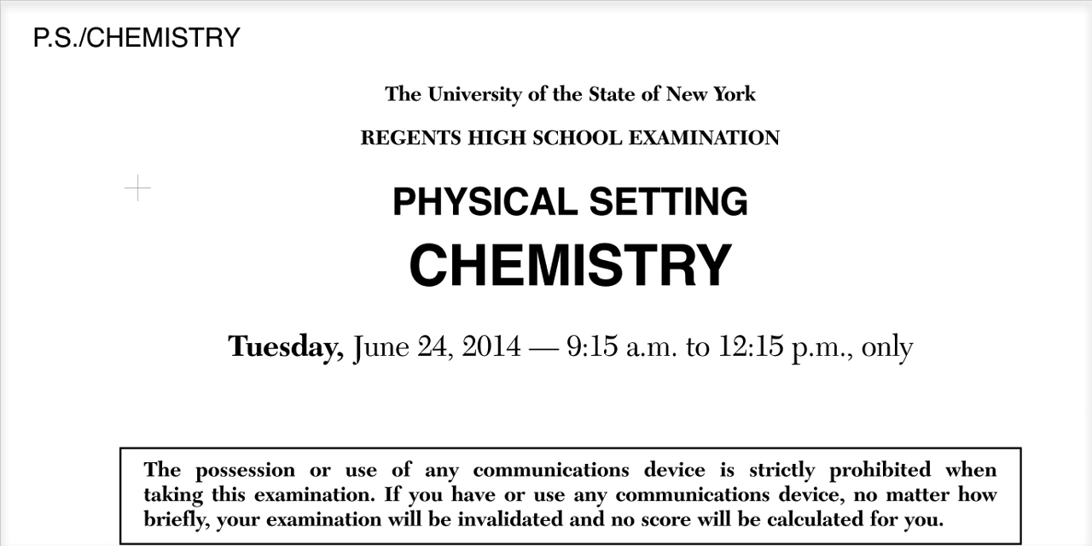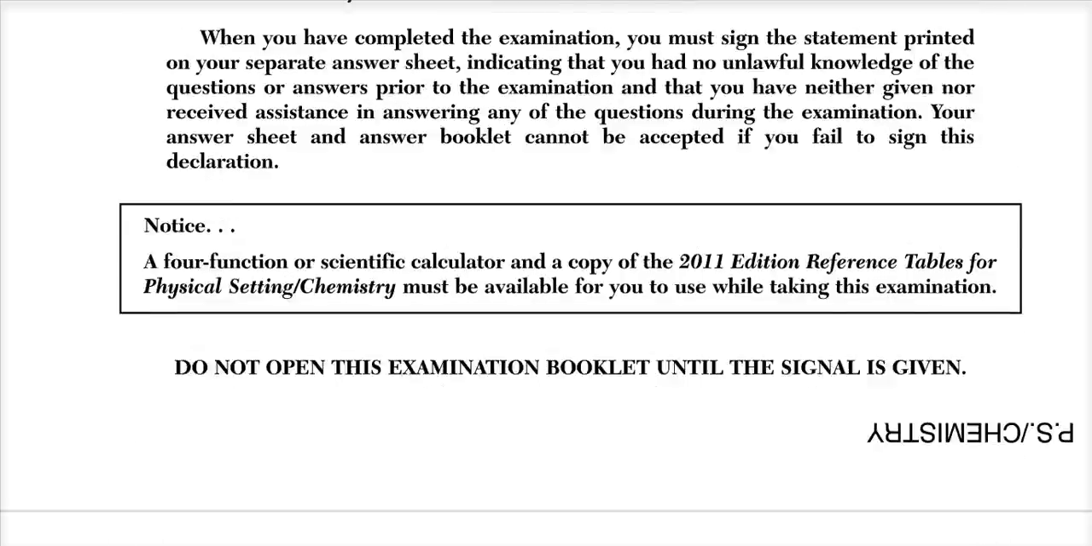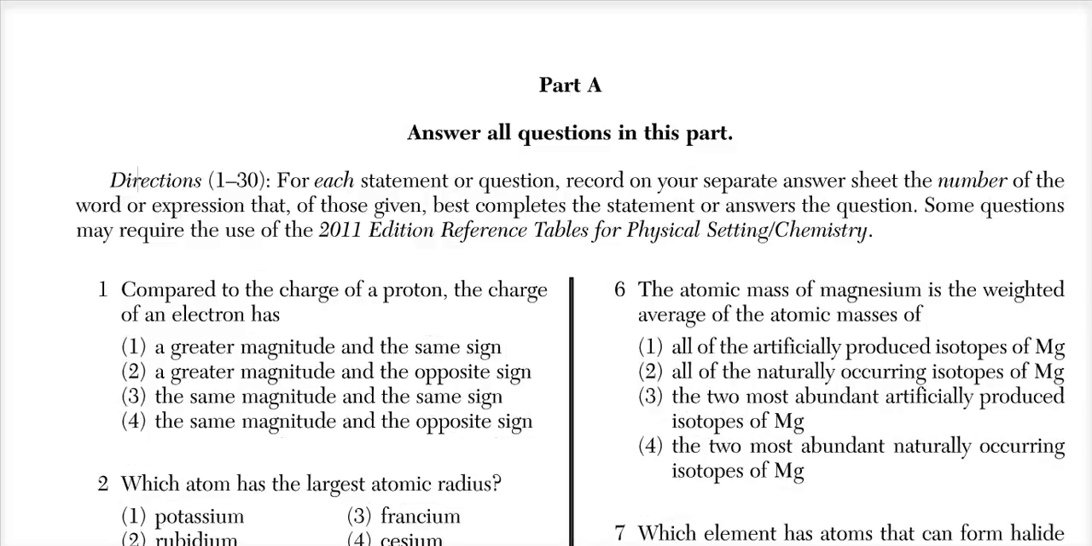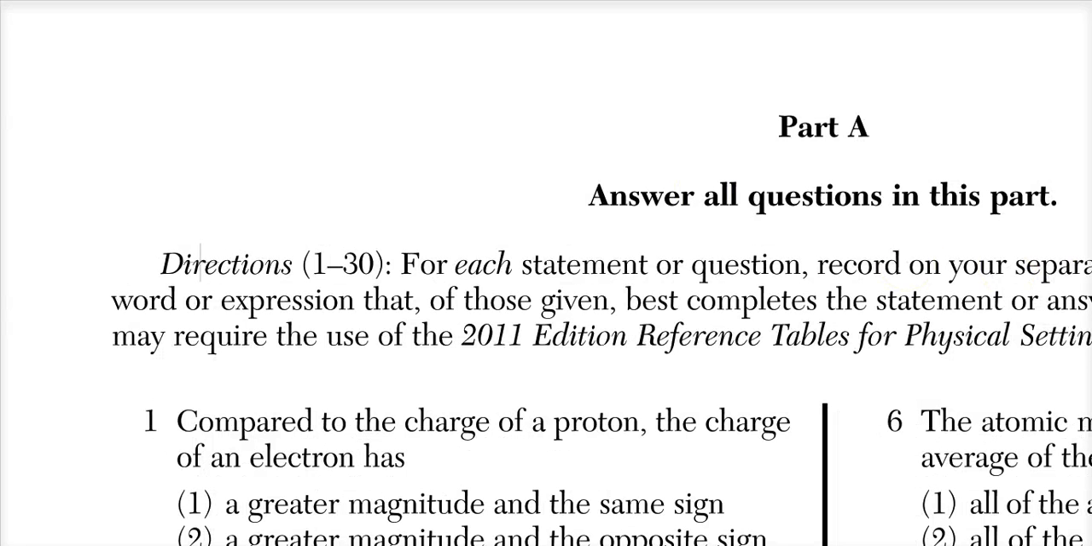So let's get started with the June 2004 Regents Chemistry Test Review. And let's get started with the first section, which is Part A, and that's going to be 30 questions, multiple choice, the easier of the multiple choice, so they say. And let's get to the first question.